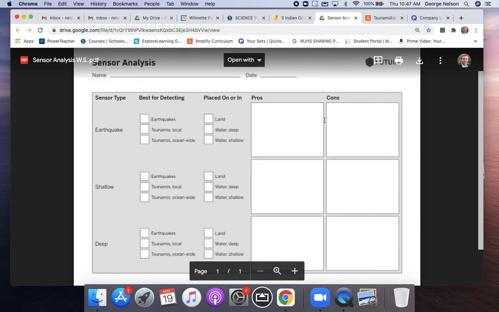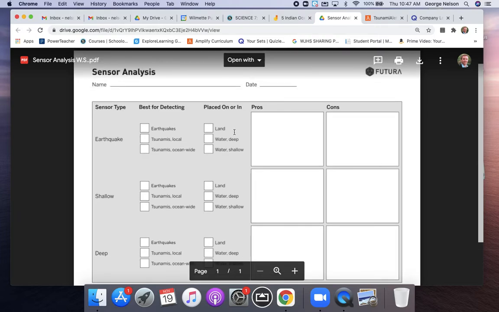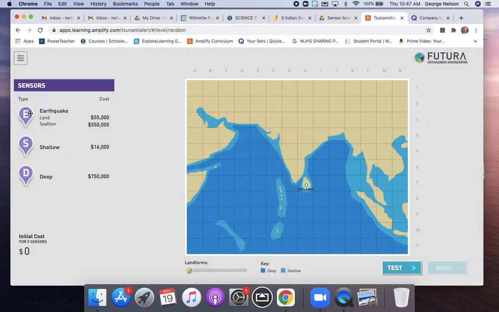You're going to use this in a week when we get back from Thanksgiving break to explain why you placed sensors where you did, and why you used the ones that you did. We have earthquake sensors, shallow sensors, and deep sensors. That's found right here. You can click and drag an earthquake sensor, a shallow one, or a deep one. You can use multiple of them. You guys already know this.